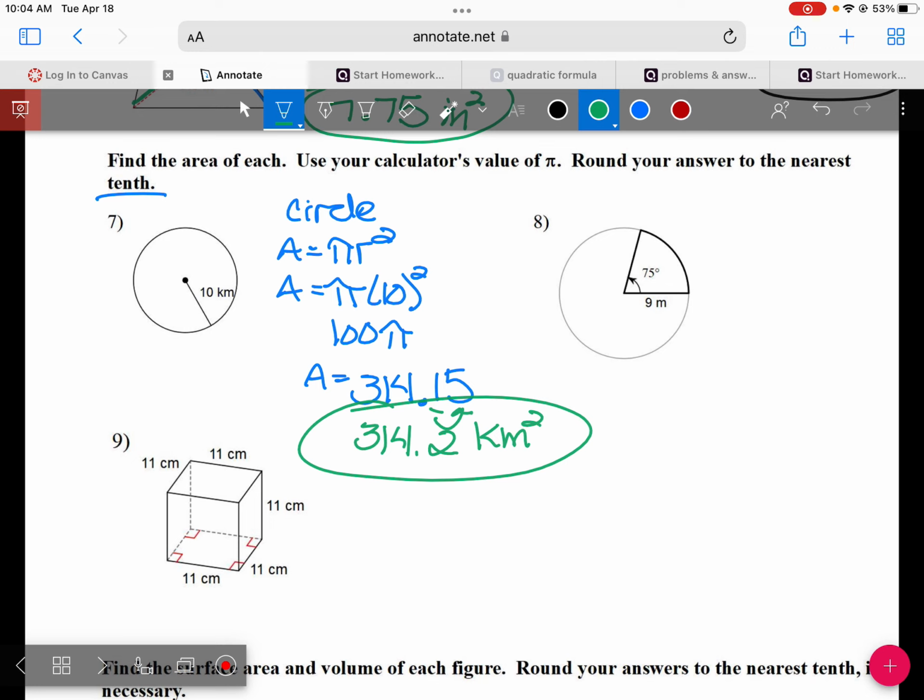Number 8. What do we call this that I am shading in red? It is not a triangle because the outside is not a straight line, but it is a sector, which is a fraction of a circle.